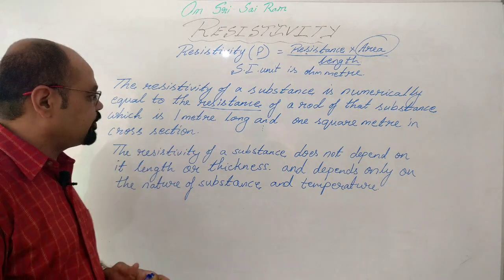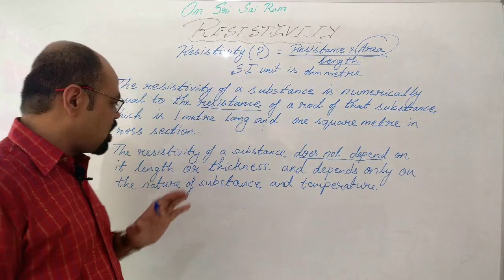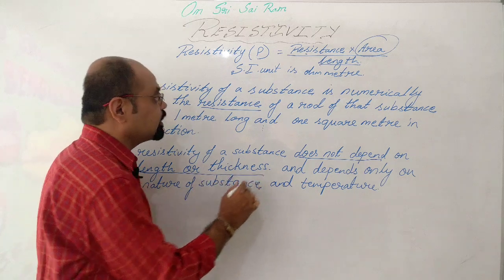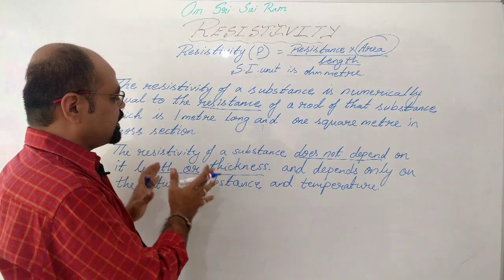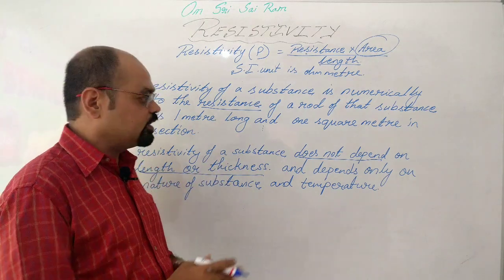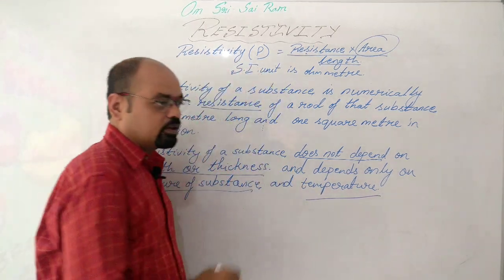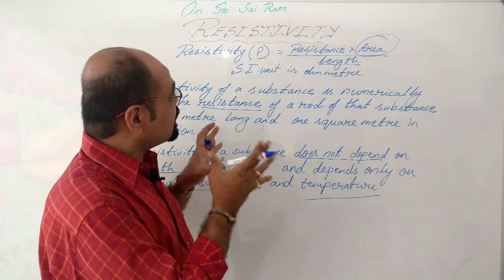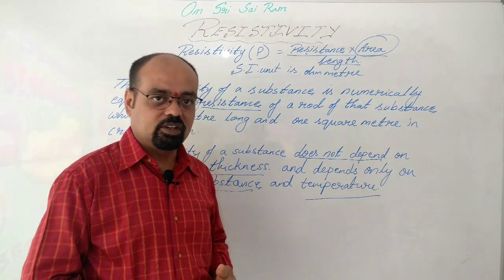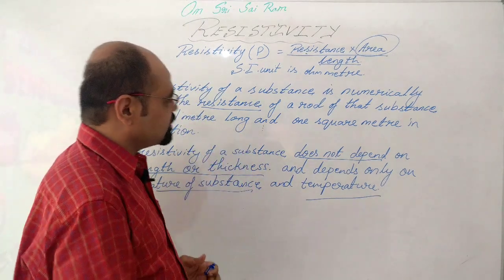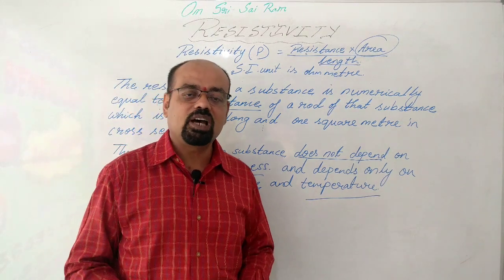This resistivity of a substance does not depend on the length or thickness, because thickness is nothing but area. So resistivity does not depend on length or thickness, and it depends only on the nature of the substance and temperature. So resistivity is a characteristic property for comparing the resistances of two different substances. That is what is known as resistivity. Now let's see the resistivity of some of the substances.